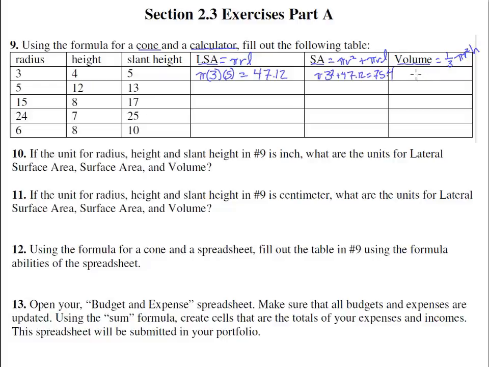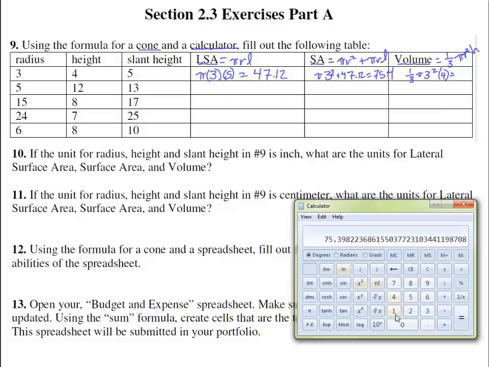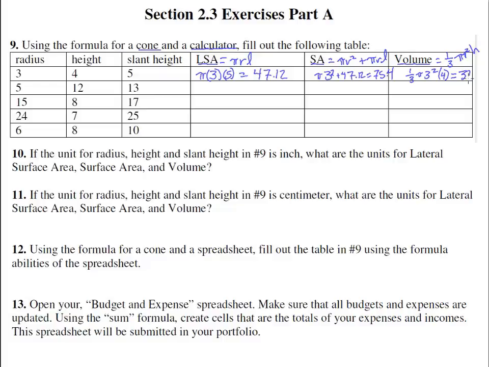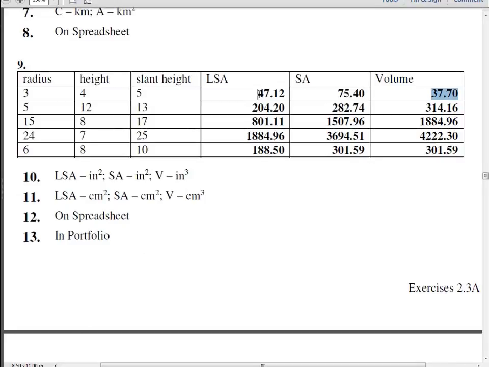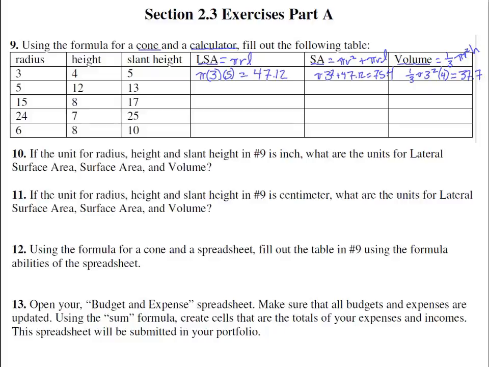Good. And the volume is going to be 1/3 pi r squared, and then h is 4. Punch that in the calculator, 1 divided by 3 times pi times 3 squared times 4 equals 37.7. Okay, let's double check those answers in the back. And yes, 47.12, 75.4, 37.7. Good. Now the next one.